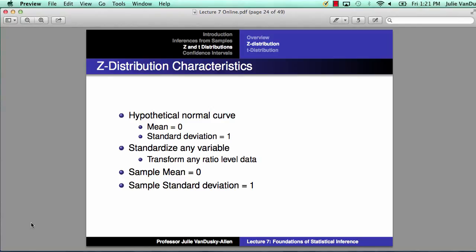I'm not going to teach you the equations necessary to transform the values of a variable onto the z-distribution. However, I will tell you that whenever you do take a variable's value and transform it into a z-score, the calculation for the mean of the variable will always result in a value of 0, and the calculation for the standard deviation of the variable will always result in a value of 1. This is because the z-distribution has a mean of 0 and a standard deviation of 1.